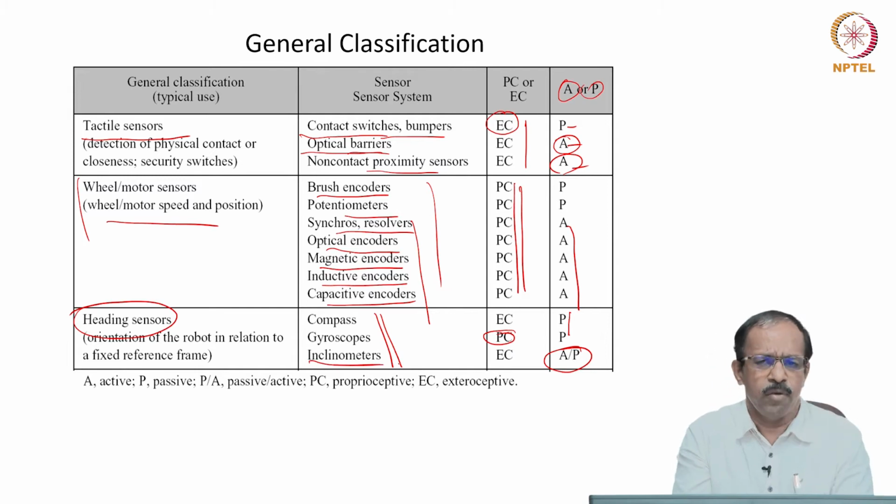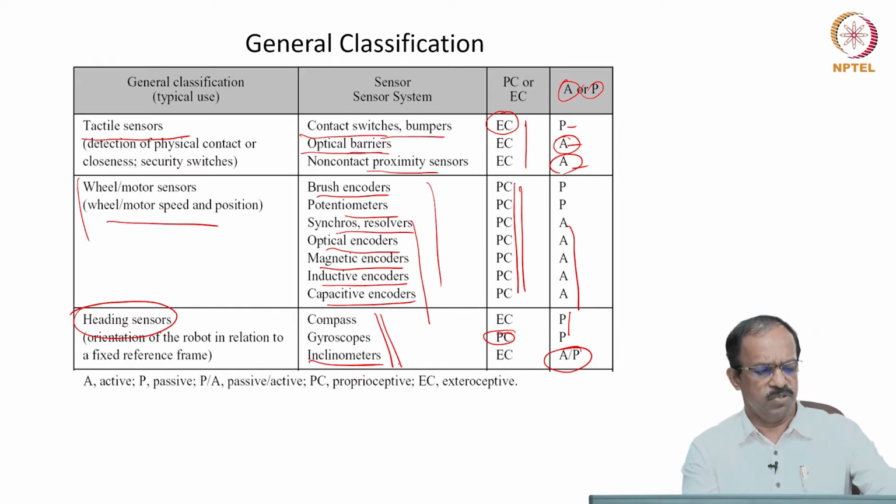So, like this, you can see there are many sensors normally used in mobile robots. They can be classified into EC, PC or active or passive sensors. We will go through some of these sensors, but not all the sensors will be discussed.